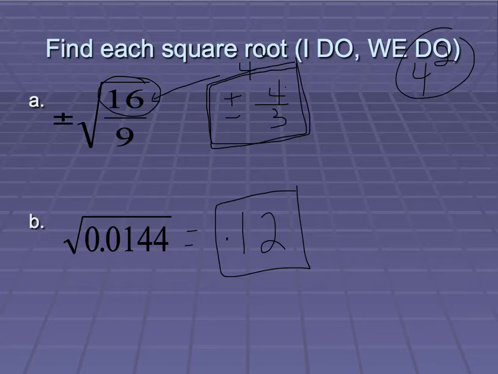For part B, for this kind of problem, you would just type this in your calculator. So you would type in the square root of 0.0144, and that would be equal to 0.12.